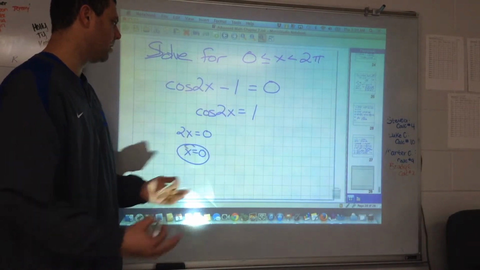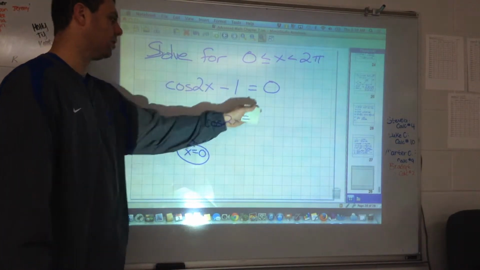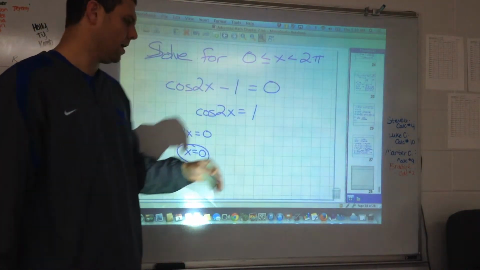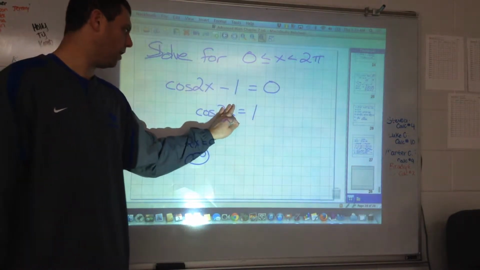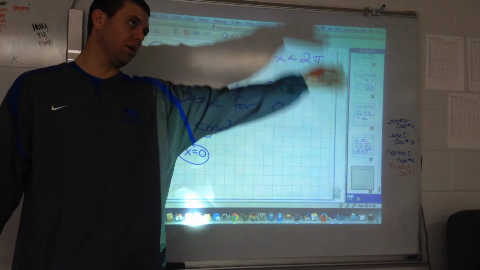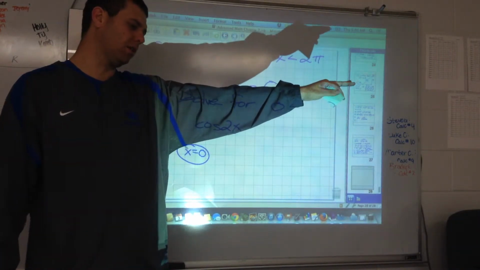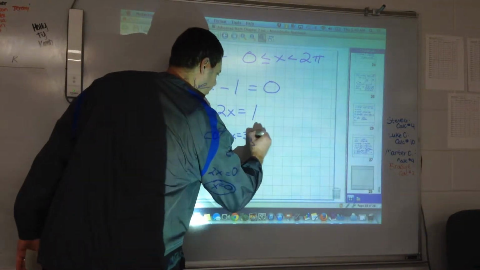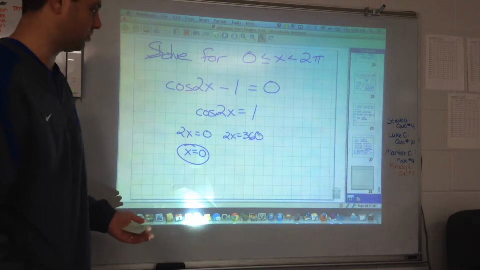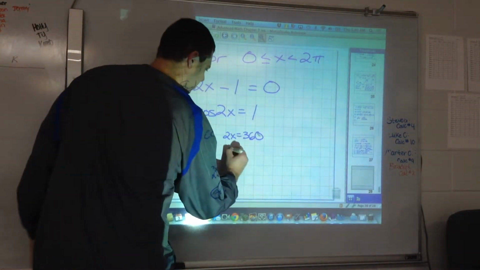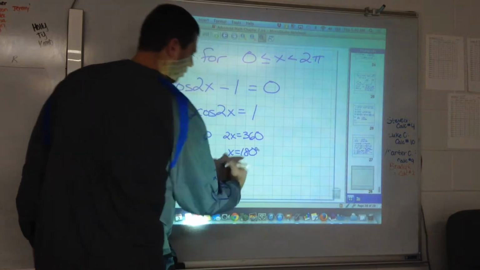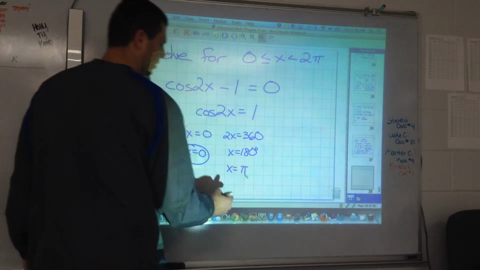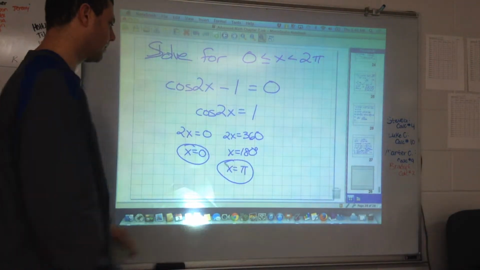What's 2 times 0? 0. What's the cosine of 0? It's 1. But that's not the only answer, and I want all answers from 0 to 2 pi. Now I know that the cosine of what angle equals 1? Well, the cosine of 0 equals 1. The cosine of 360 would also equal 1. So if this 2x value was equal to 360 degrees, it would also be a solution. If I divide both sides by 2, I get x equals 180. I know I'm in degrees right now, and I need to change back to radians, so x equals pi would also be a solution.